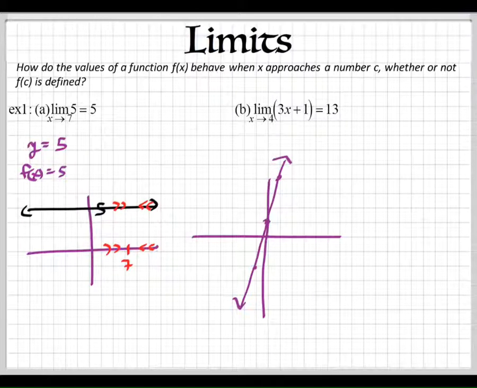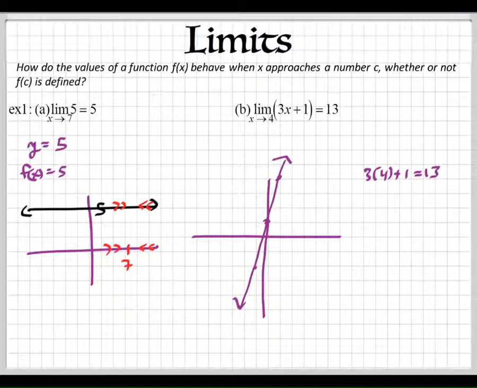Okay. Now, this says as we approach 4, what's our answer? Now, we put 13 right here. How can we get 13 just by looking at this? Yeah, we plug in 4. If we plug in 4 to that, look what we get. 3 times 4 plus 1 equals 13. Oh, that's kind of cool.